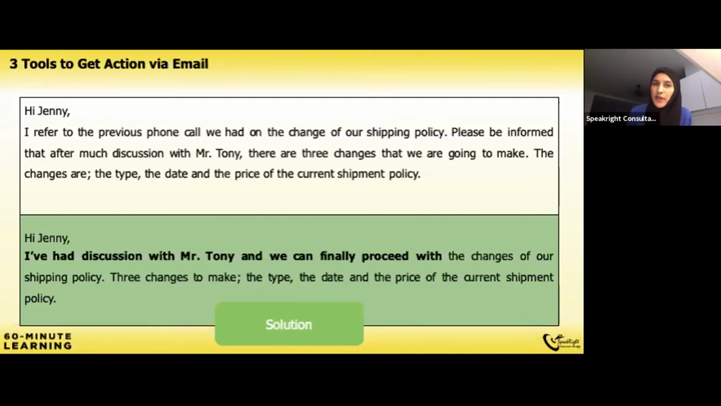Now, feel that this feels more like a human writing an email. You're moving yourself out of the robotic sound, okay? So you're offering a solution instead of repeating or mentioning unnecessary things like much discussion and so on.